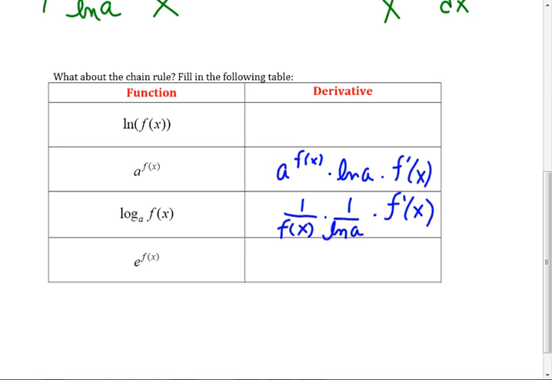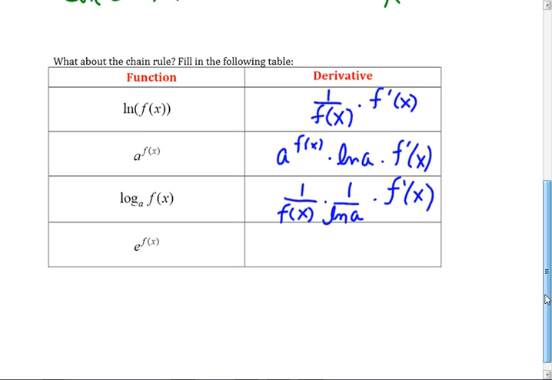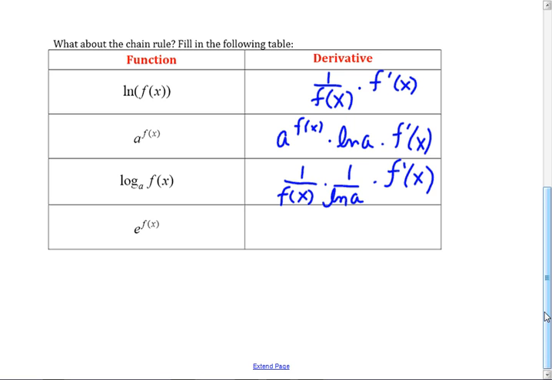That's why I was worried about this. This is 1 over f of x times f prime of x. And e to the f of x is e to the f of x times f prime of x.